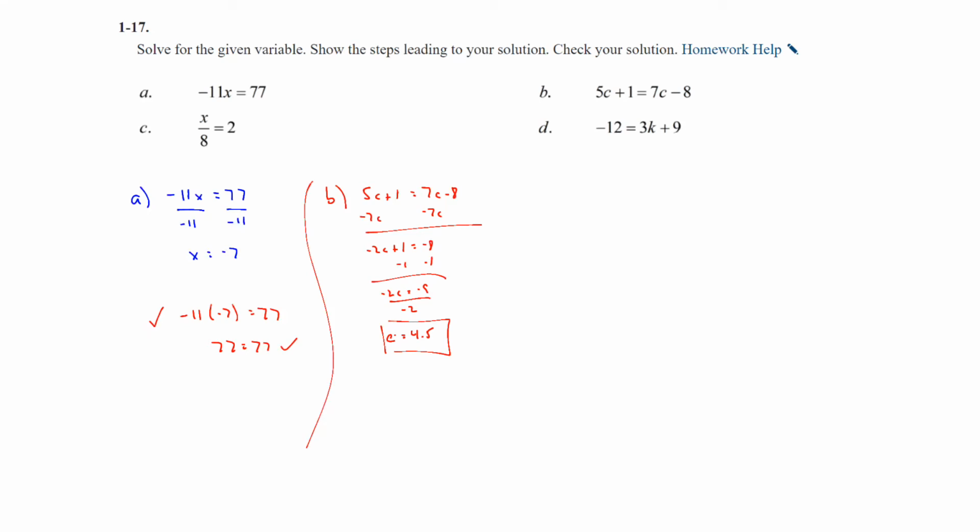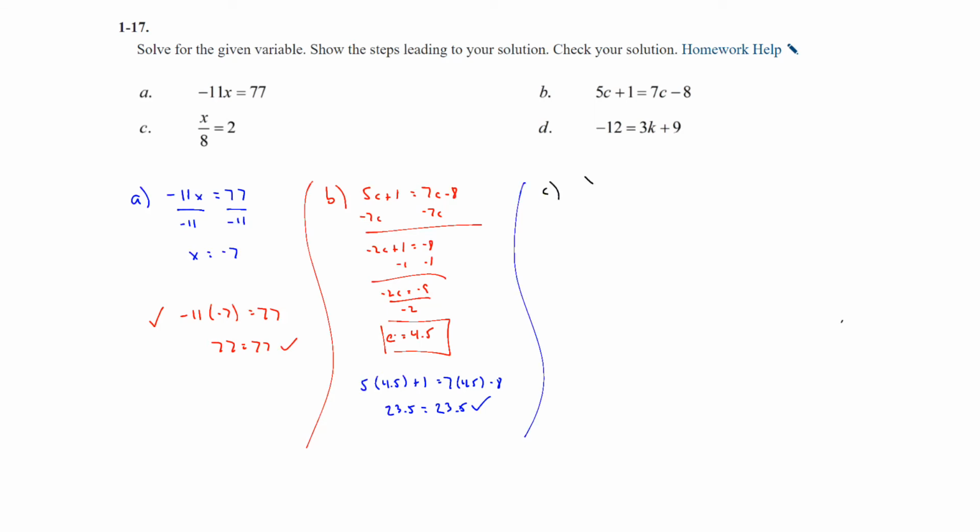And we will also check by plugging 4.5 back in to the original equation and seeing if we get a true statement on both sides. So on the left side we get 23.5 when we simplify all that, and then on the right hand side we also get 23.5. So that is correct.